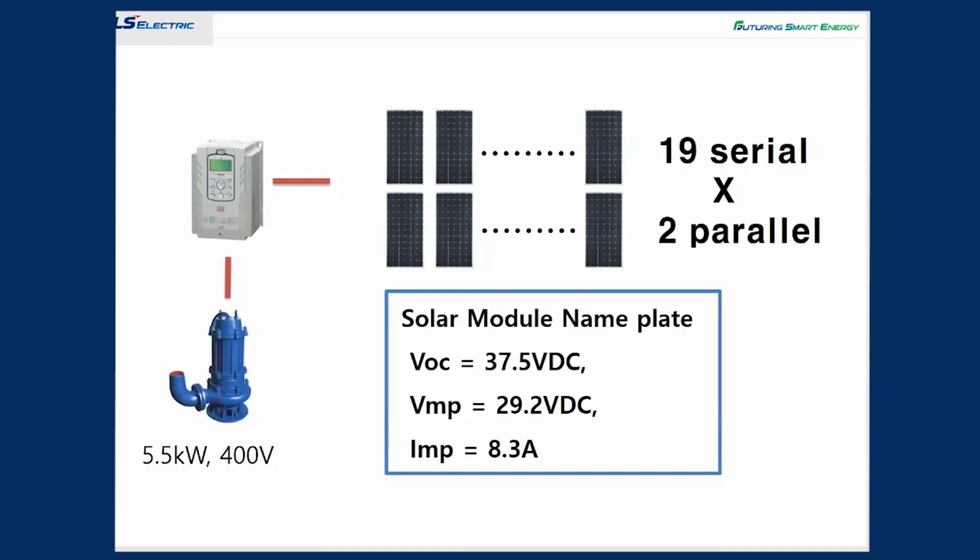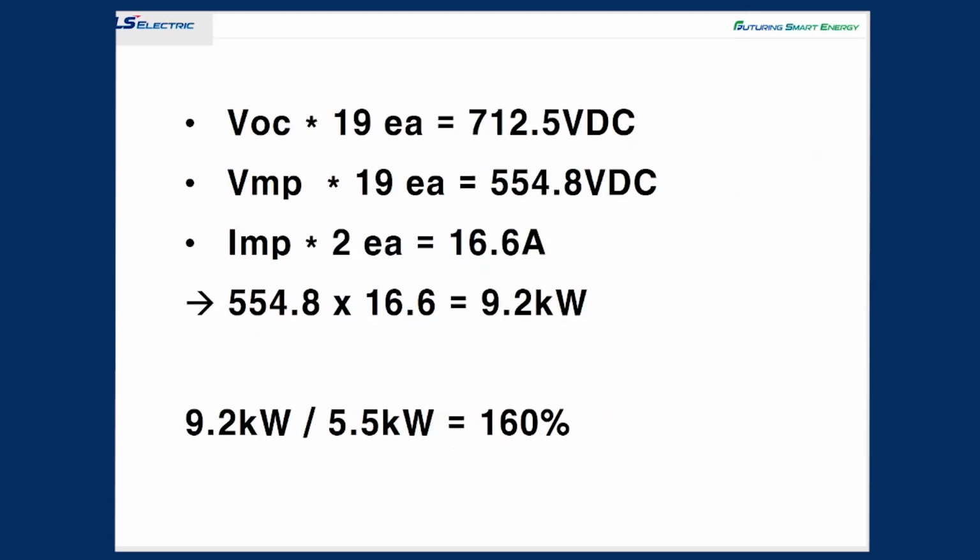And you look into the solar module nameplate on the screen. You will know the VOC, VMP, and IMP are specified. Total VOC, VMP, and IMP will be like that. Therefore, you can make 9.2 kilowatts solar module capacity, which is designed at 160% power capacity compared to the 5.5 kilowatt pump. One thing you should keep in mind when designing a solar module system is to have enough safety margin.